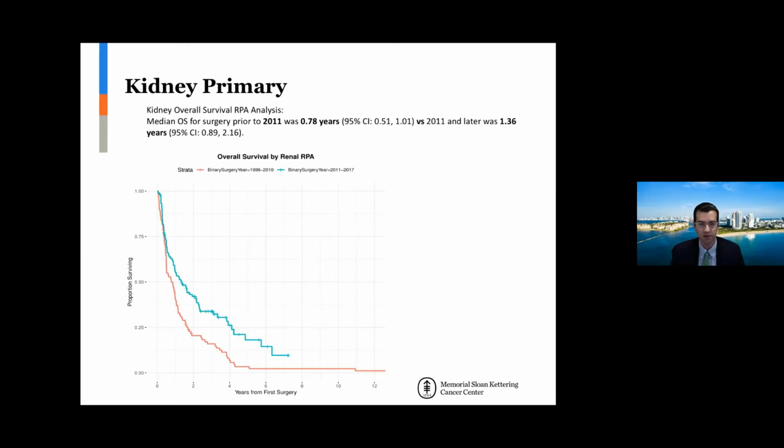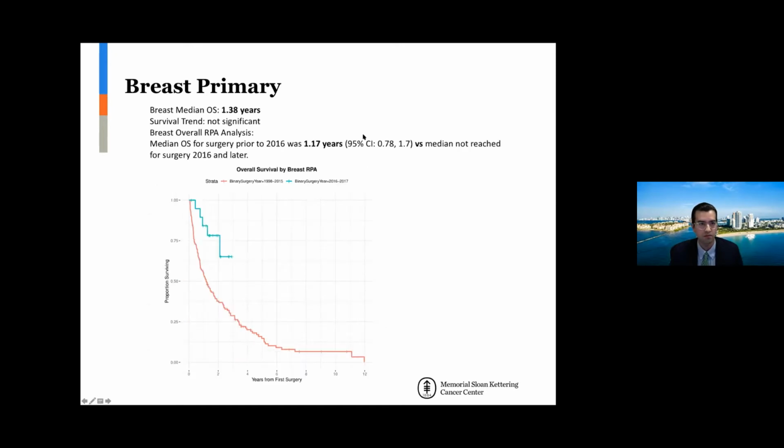Furthermore, using recursive partitioning analysis, you can look for an inflection point, a year after which there was a substantial improvement in survival for those patients. So for kidney primary, it turned out that 2011 had such an inflection point, such that if you were operated on after 2011, the median survival was 1.36 years versus only 0.78 years for those before.